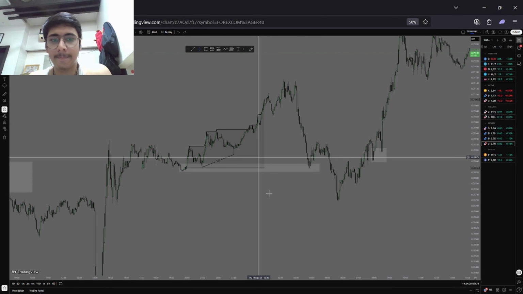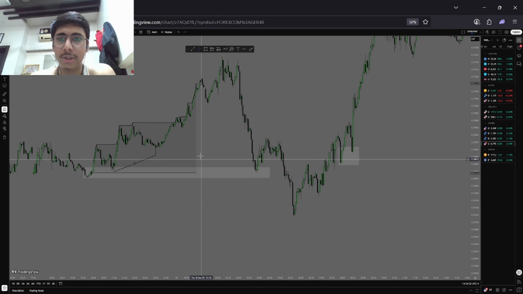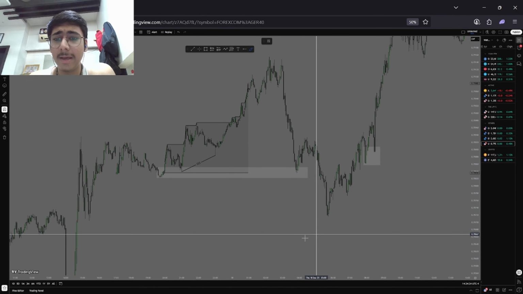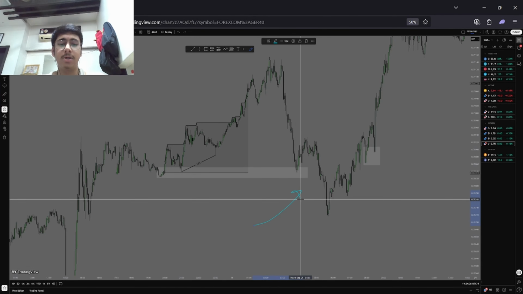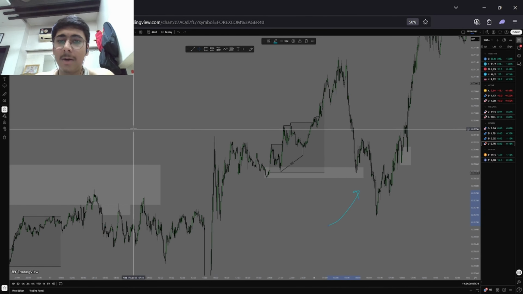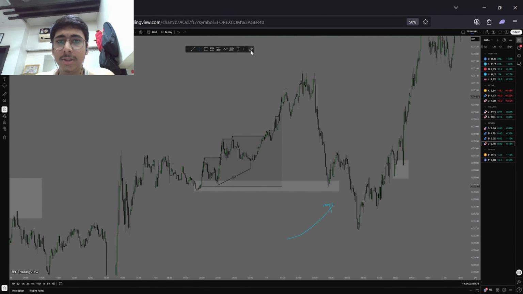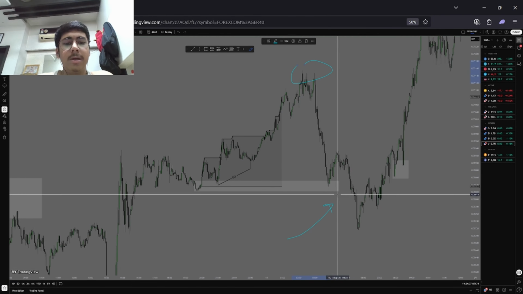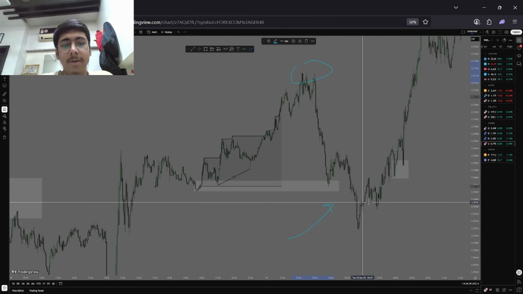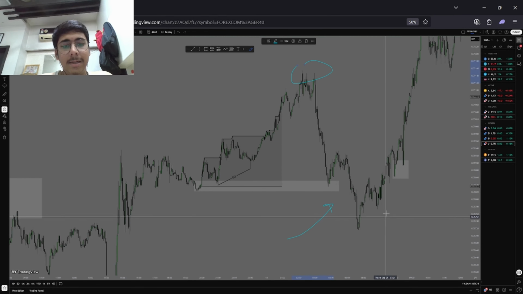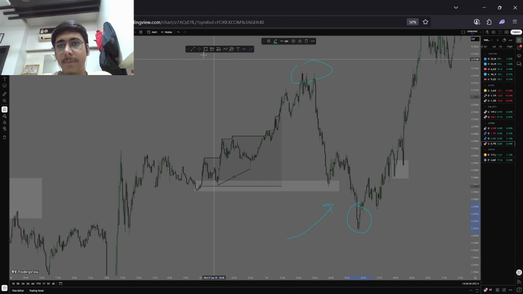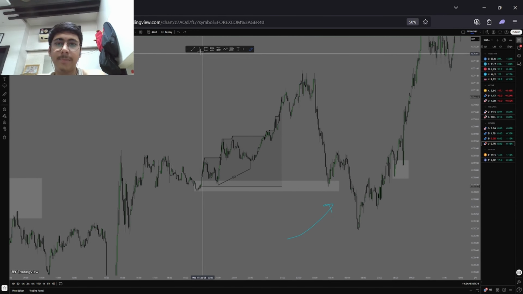But what ended up happening is we took out Asia lows, and I think I am a dumbass for this, because 99% of the time the market takes out both sides of the Asia range, highs as well as lows, but I was just not patient enough to let this play out.